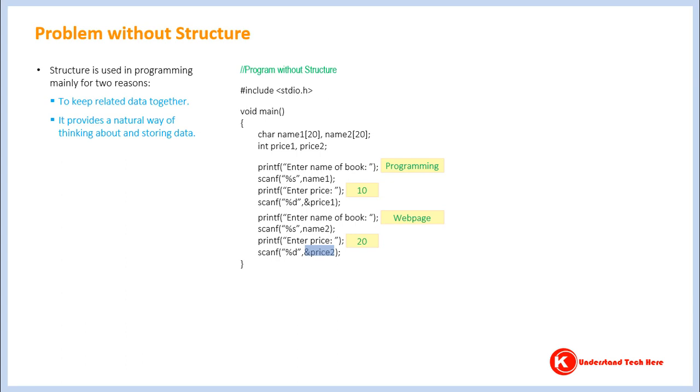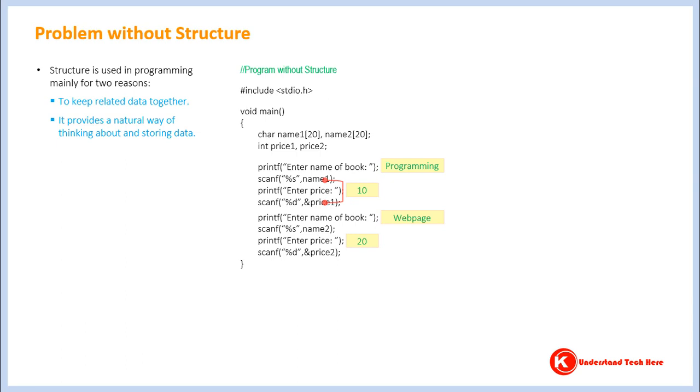So far so good. Now, if I ask you, what's the price of a book named programming? You might say $10, and you are probably correct, but from the programming point of view, look carefully. There is nothing on the basis of which you can say that data stored in variable name1 and price1, programming and $10, are related.